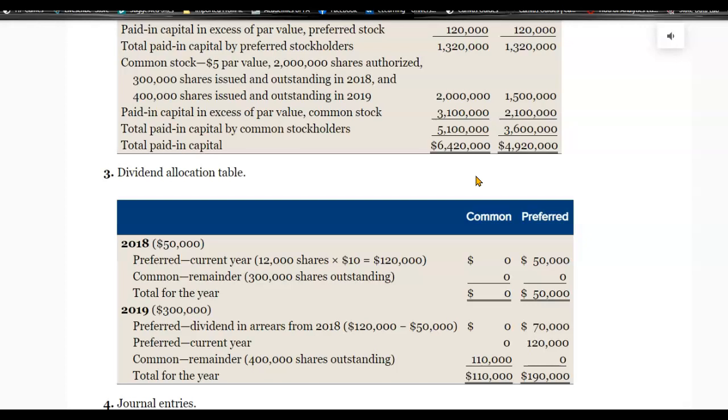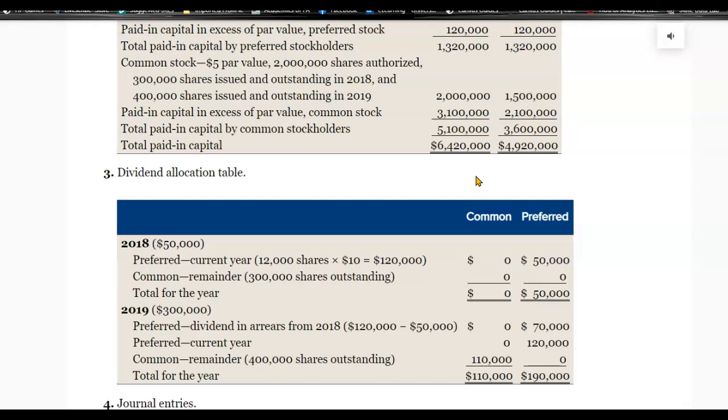So then we move down and we see that they declared a dividend in 2019 of $300,000. So again, we come up to the preferred stock first, and we have some dividends in arrears. That's what they call it. When they owe dividends based on a past year, it is called dividends in arrears. And so we have $70,000 that has to be paid out to them for that. And then in the current year, again, it is $100 par value.